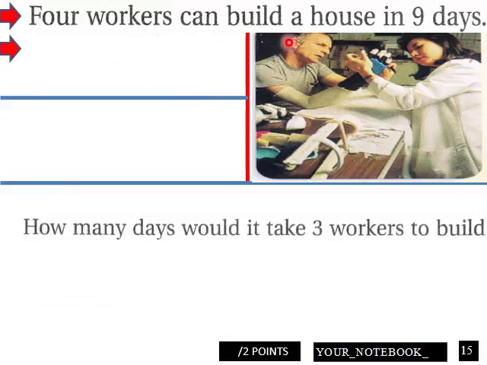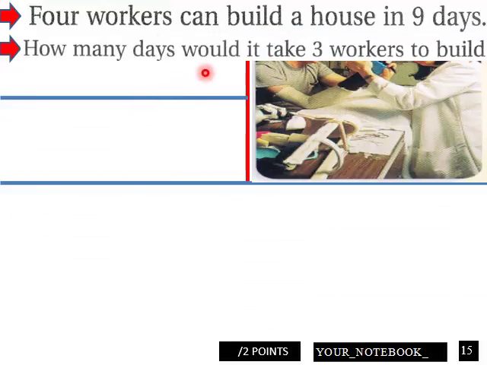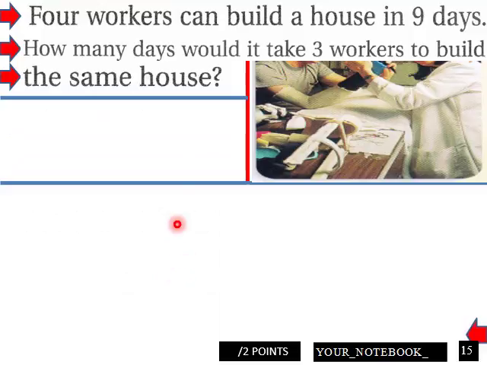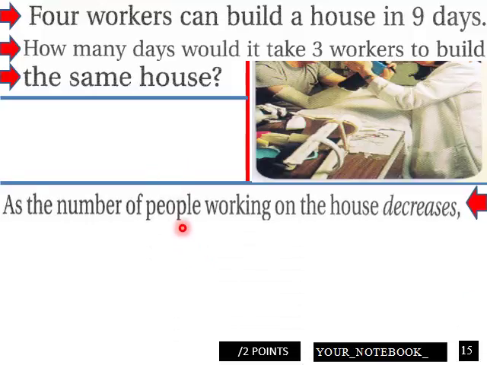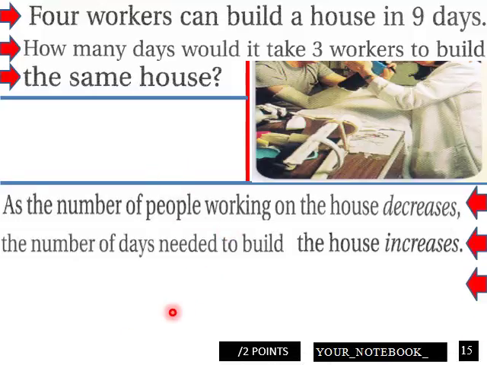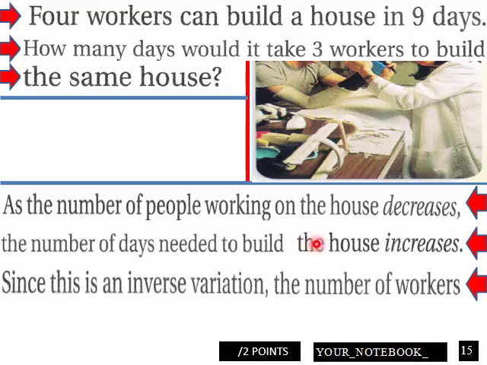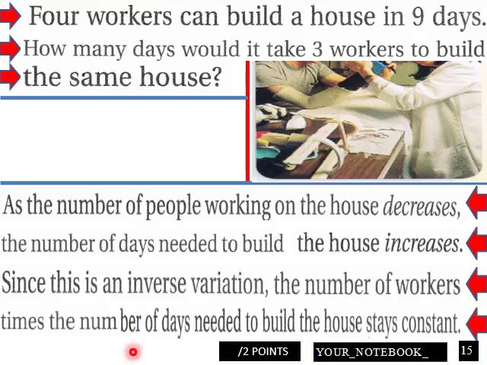4 workers can build a house in 9 days. How many days would it take 3 workers to build the same house? As the number of people working on the house decreases, the number of days needed to build the house increases. This is an inverse variation: the number of workers times the number of days needed to build the house.